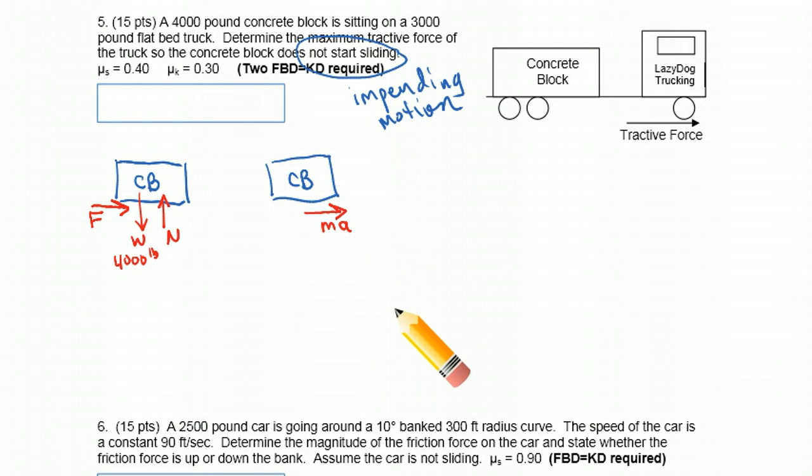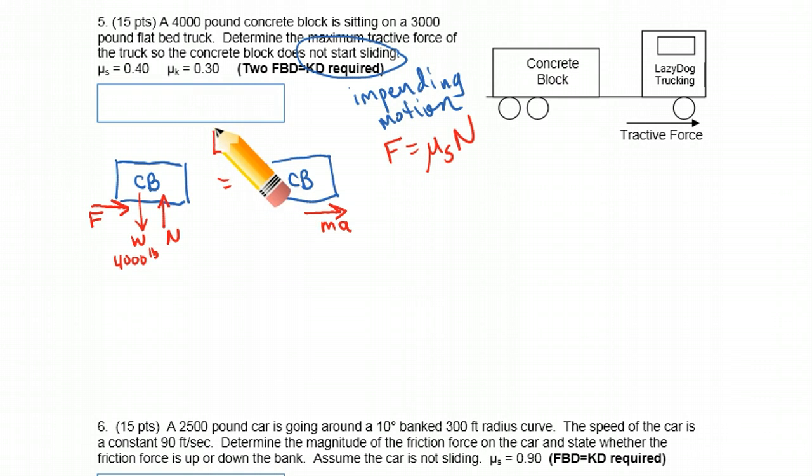The concrete block is going to have a mass times acceleration in the forward direction, so the only force in the horizontal direction is the friction force, and so it has to be associated with this mass times acceleration. And we know for impending motion the friction force is mu sub s times N. So it looks like that was a good choice.